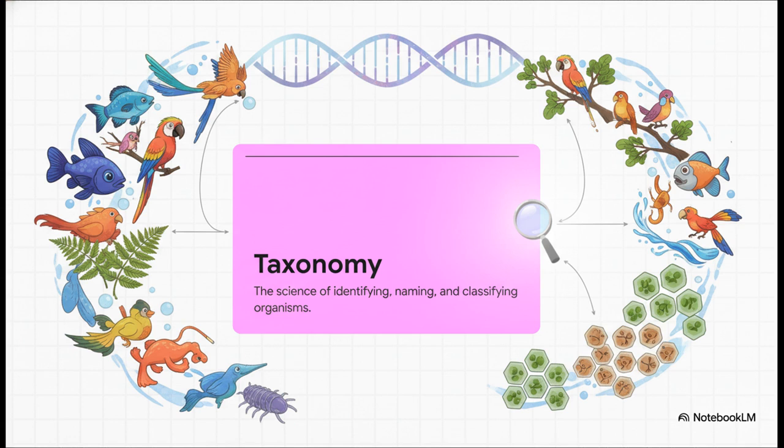This is the elegant solution to the absolute chaos of nature. Taxonomy is the science of identifying, naming, and classifying organisms. So instead of just staring at millions of random plants and animals, taxonomy lets us group them based on their similarities and differences. It makes identification so much easier, allows for really structured scientific study, and crucially, it gives scientists across the globe a universal language to communicate with.